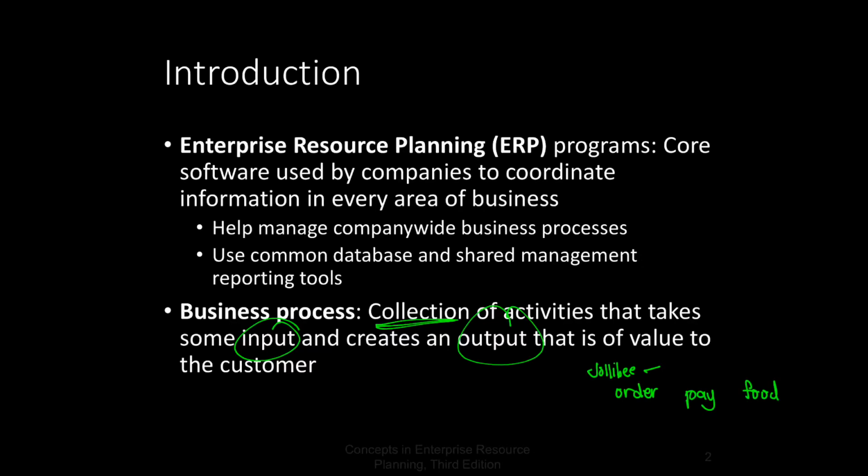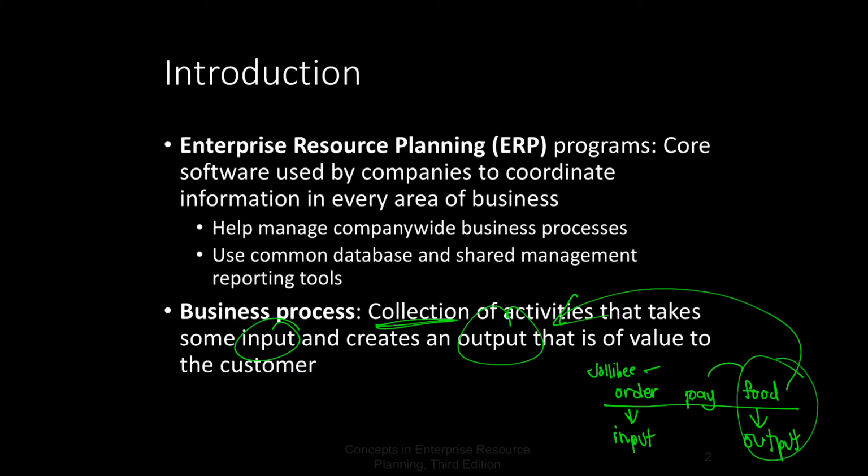So this tree is already a collection of activities. When you order, Jollibee takes an input. When you pay, there is a process ongoing. So you need to pay in order for Jollibee to create an output, which is your food. Now, the value of the food is the amount you paid for. Okay, so that is business process.